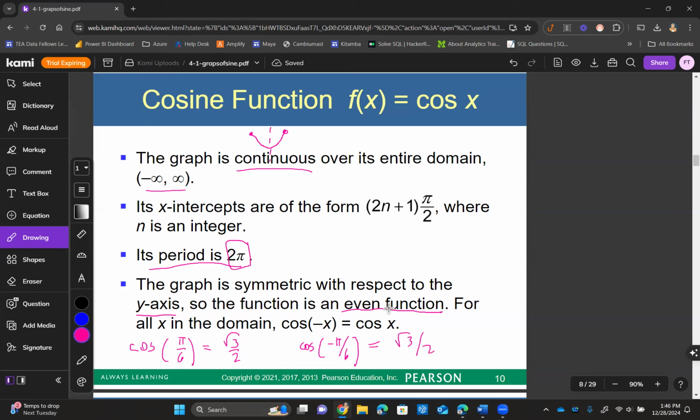This is the special thing about cosine. Cosine is an even function. So when you change your input to a negative version of your input, your output stays the same because it's symmetric with respect to the y-axis.